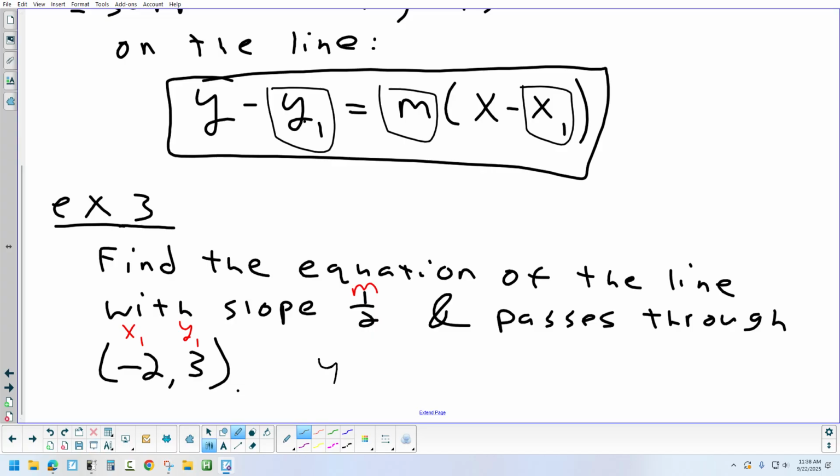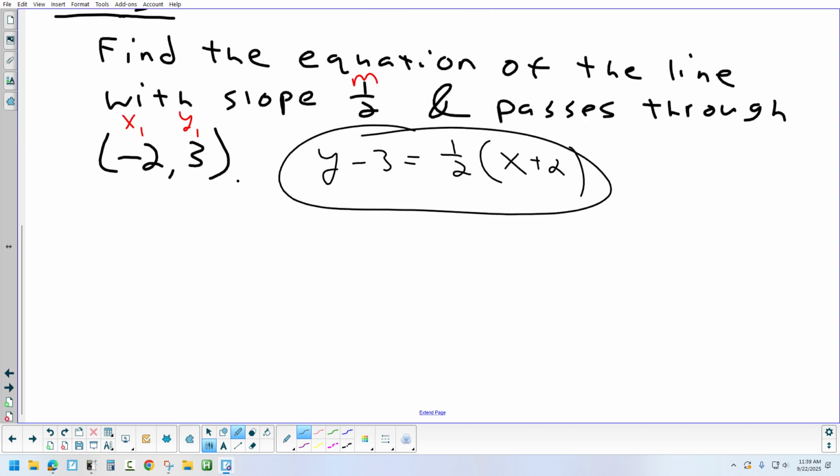So we've got y minus y1 equals m times x, and then what's going to happen inside those parentheses? The 2 becomes a positive. Right, it's x minus x1, but that's x minus minus 2, so plus 2. So that is your answer in point slope.